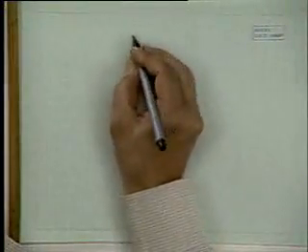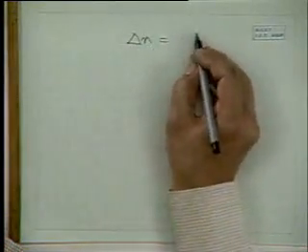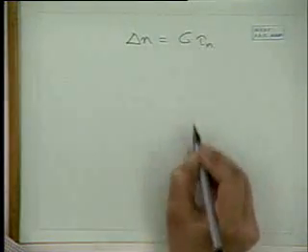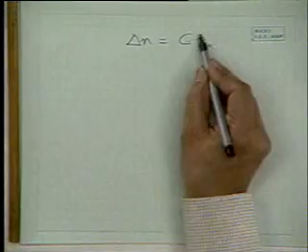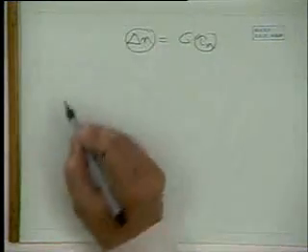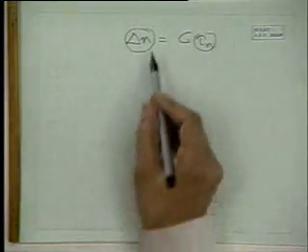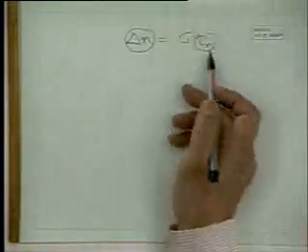But you know the relation that delta N is G into tau N, right? So if tau N is very small, the excess carrier density is going to be small. So obviously then the light output will be less. So there's going to be a trade-off here.